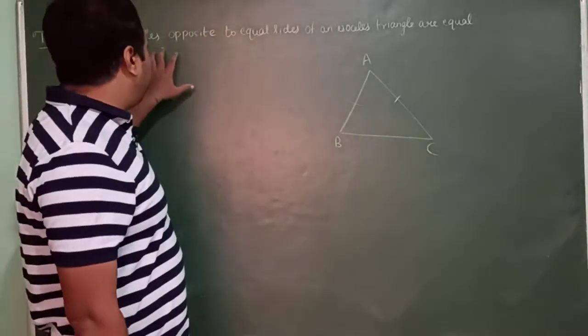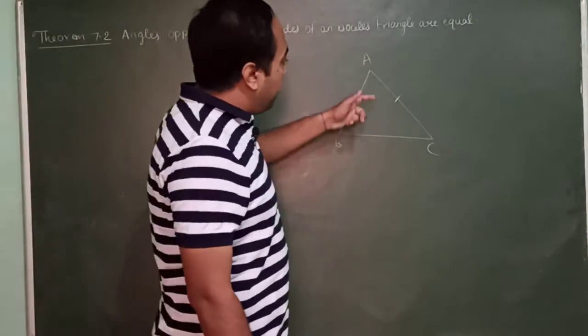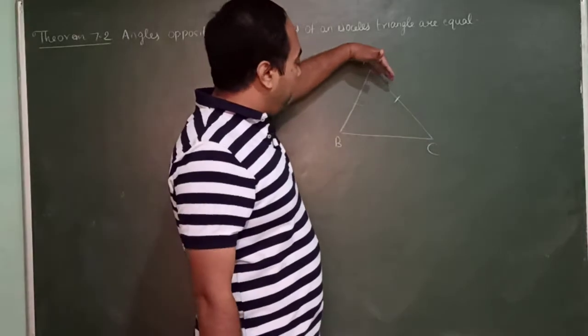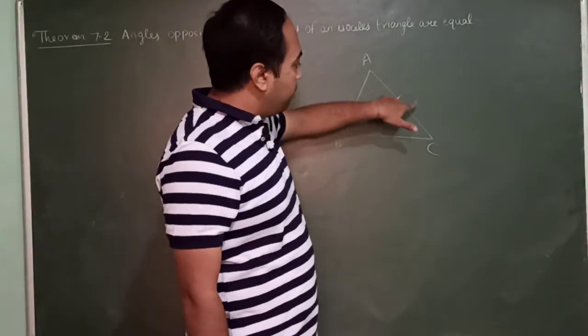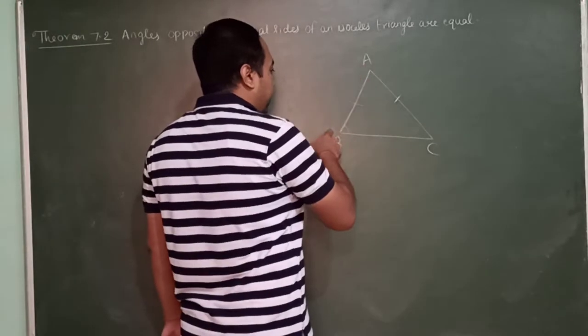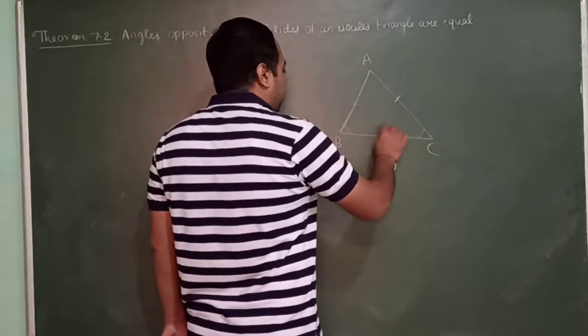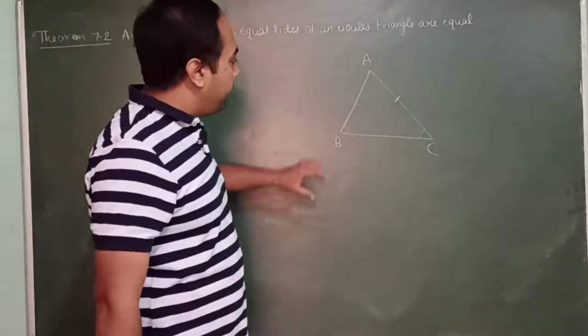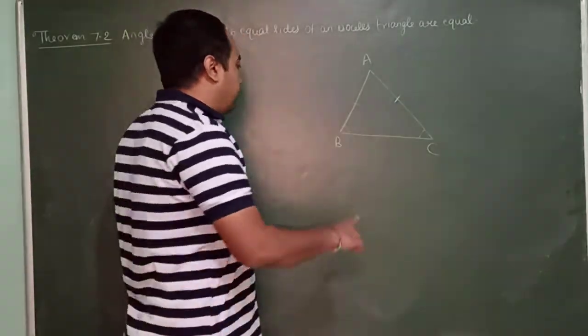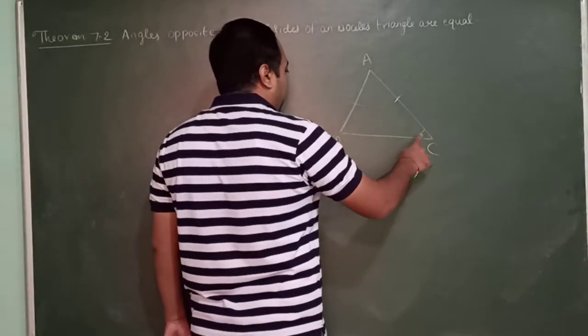Now, over here what you need to prove is that the angles opposite to these two equal sides are also equal. So, see, which angle is opposite to side AC? Angle B. Which angle is opposite to side AB? Angle C. So, in this theorem, what is given? AB equal AC. Then we will prove angle B equal angle C.